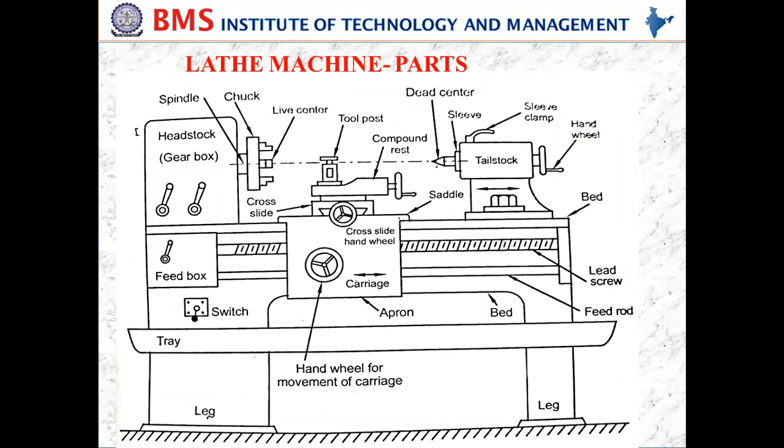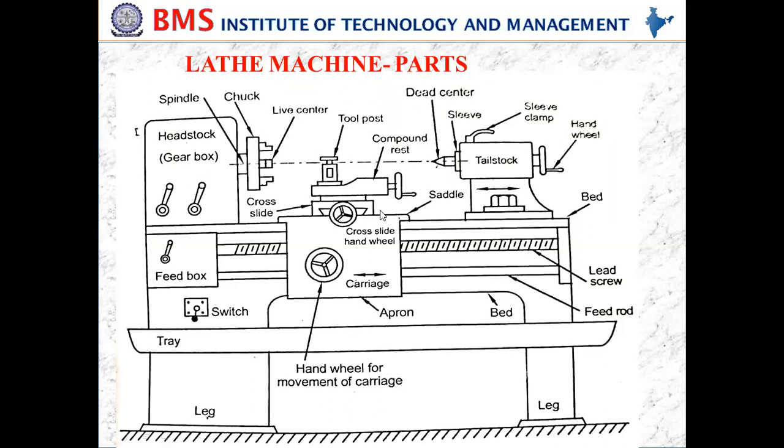To obtain the taper surface, this compound rest can be swiveled to a given angle. And the tool post is nothing but what holds the cutting tool, and it is mounted on the compound rest. It is used to hold or support the cutting tool firmly in position during machining.